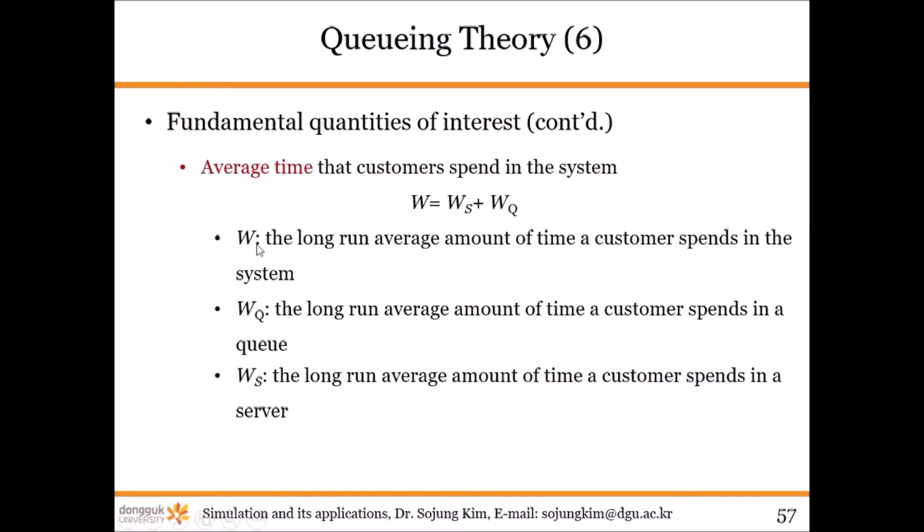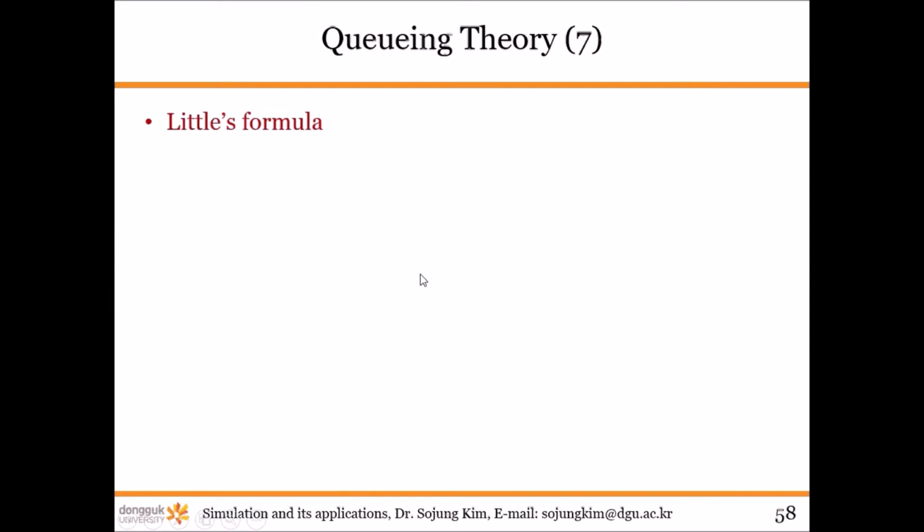In other words, if you know how much time your customer has to spend in both components, queue and service, then by adding these two times you can get the total time in the system. That's how you calculate the average time the customer spends in the system.